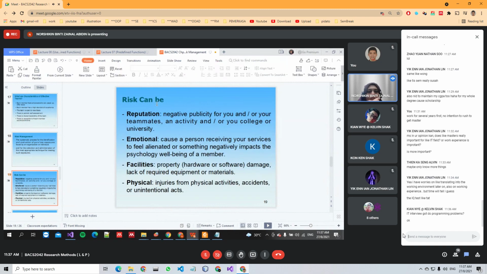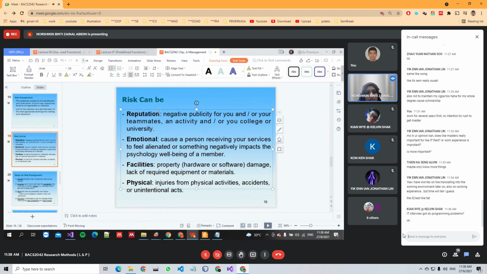Okay, so risk can be these: reputation, emotional, facilities, physical. Reputation is negative publicity for you and or your teammates and activity and or your college or university. This one is very important, especially when you go into research methods. For your research, it is very important to be concerned about the reputation of our college or our university.